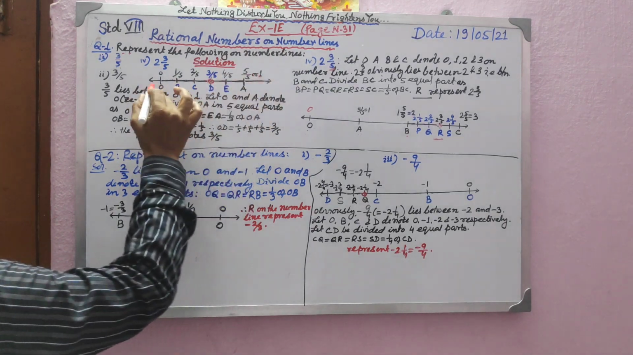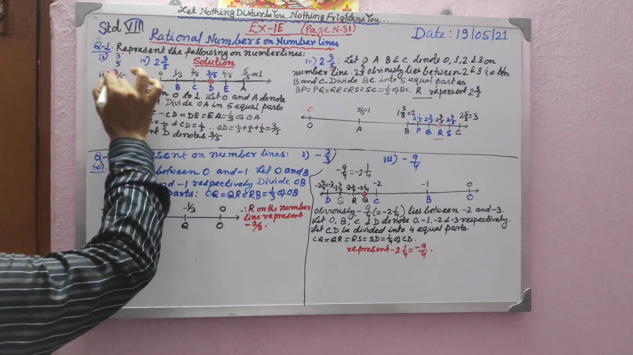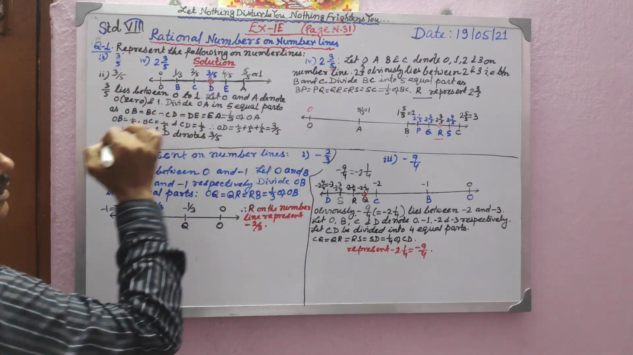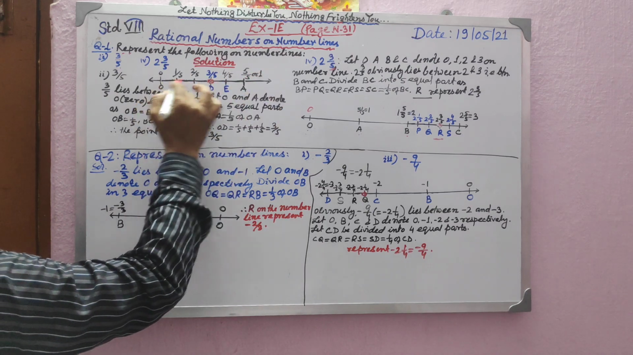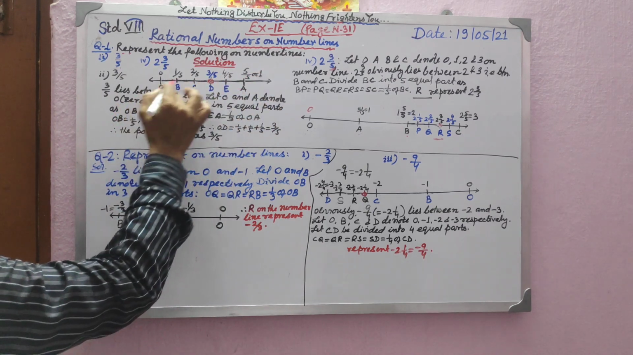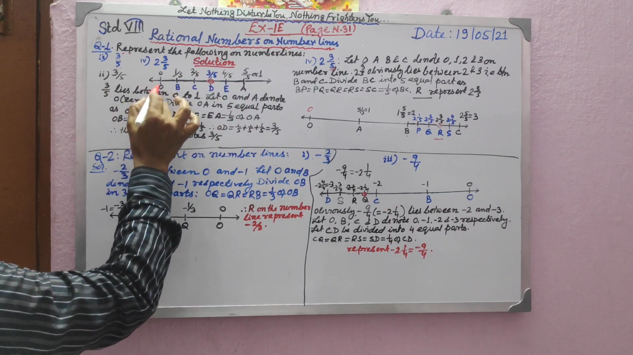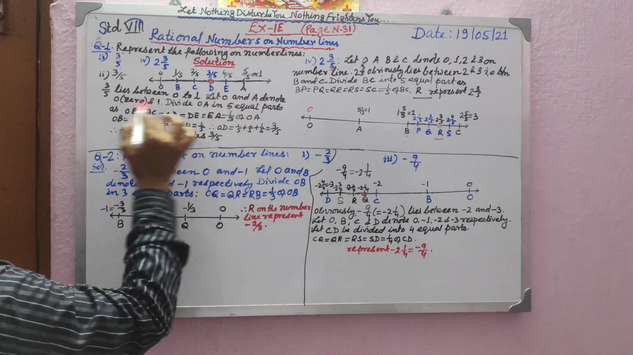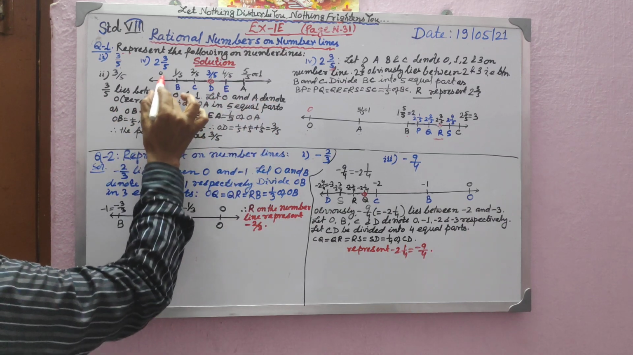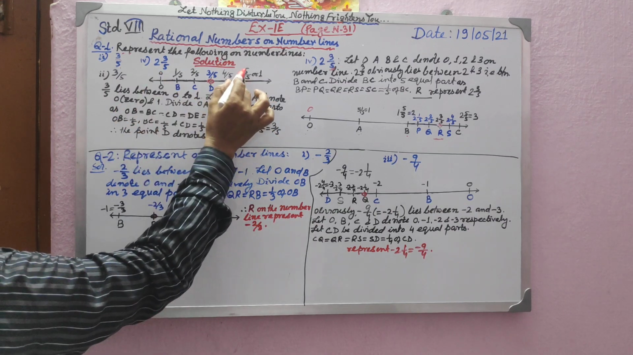You have drawn a number line, you have drawn the scale, 0, as it is a positive rational number. 1 will be keeping some distance. O and A represent 0 and 1. 3 by 5 lies between 0 and 1. So let O and A denote 0 and 1. O denotes 0, A denotes 1.